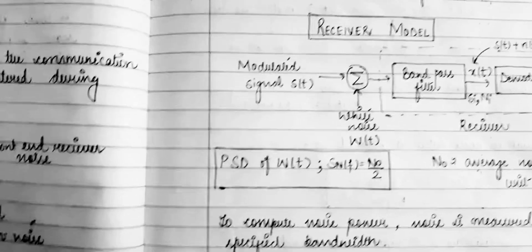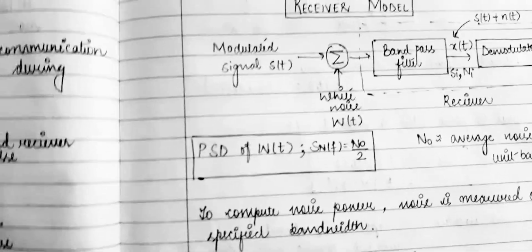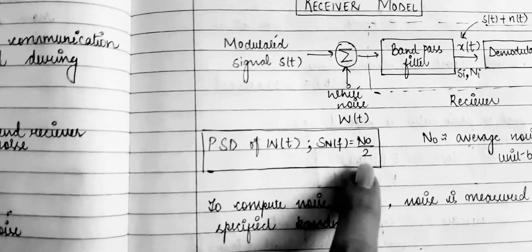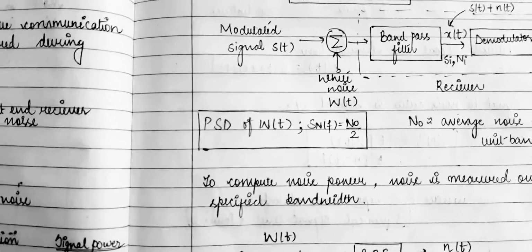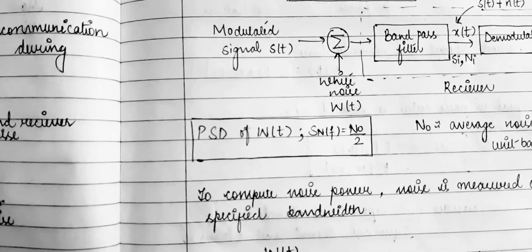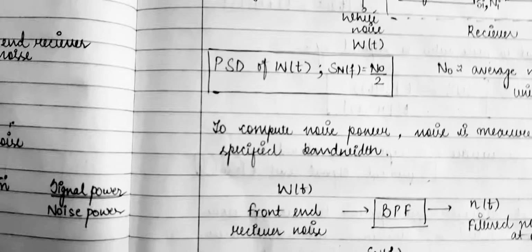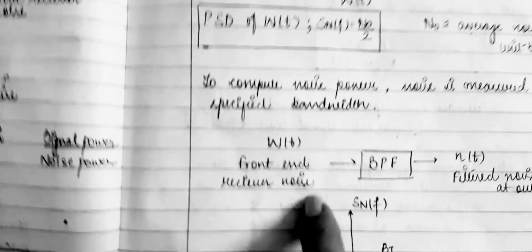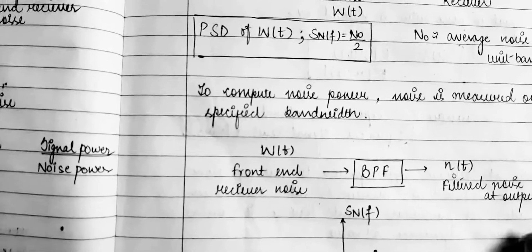Now here we note a point that the power spectral density of your front end receiver or your white noise, that is denoted by S_W(f), is equal to N0 by 2, where N0 is the average noise power per unit bandwidth. Now to compute noise power, noise is measured over a specified bandwidth. So here we can see that we have a front end receiver noise that is passed through your band pass filter and it gets filtered noise. So at the output we get the filtered noise.